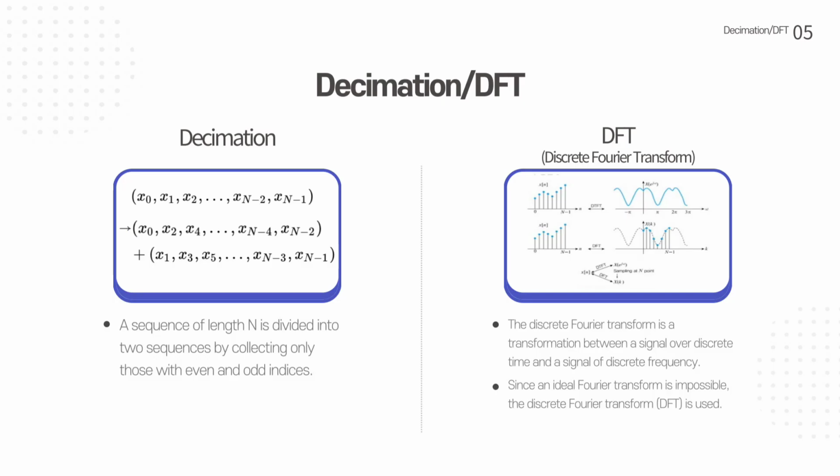A division is to divide a sequence of length n into two sequences by collecting only those whose index is even and those whose index is odd. Discrete Fourier transform is the transformation between a discrete time signal and a discrete frequency signal. The actual signal is finite and consists of individual data points.